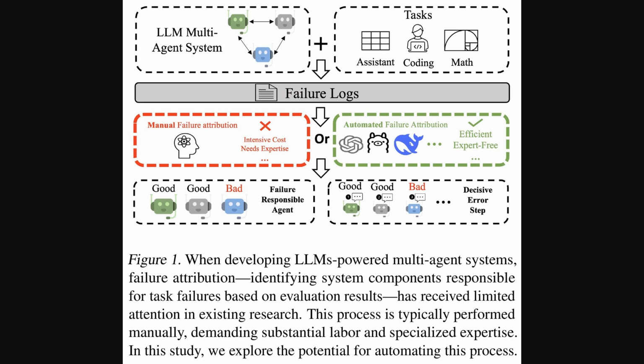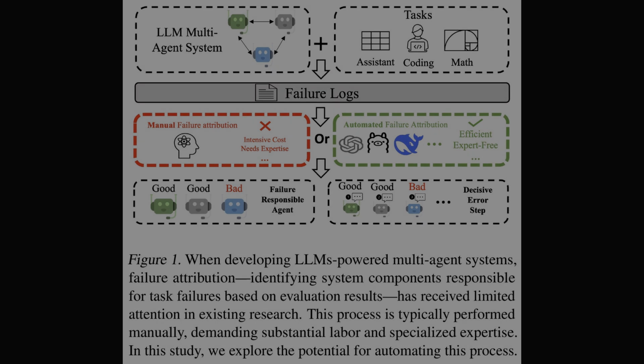So to actually do this automatically, the researchers developed and tested 3 different methods, mostly using GPT-4o. First is the all-at-once method. This is pretty straightforward. You just give the entire failure log to the LLM and ask it to find the error. Second is the step-by-step approach, where the model analyzes the conversation one turn at a time, stopping as soon as it thinks it's found the mistake. And third, they tried a binary search method, which repeatedly cuts the log in half to zero in on the error's location.